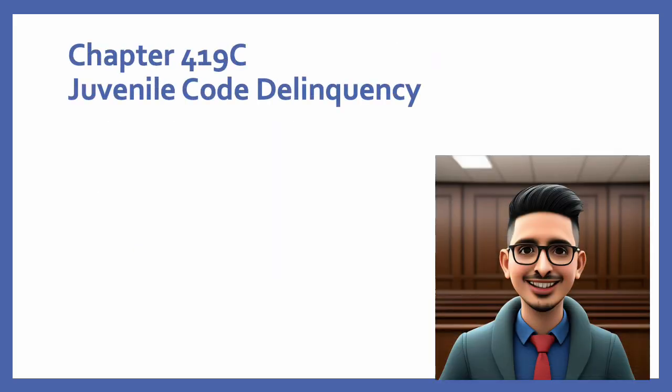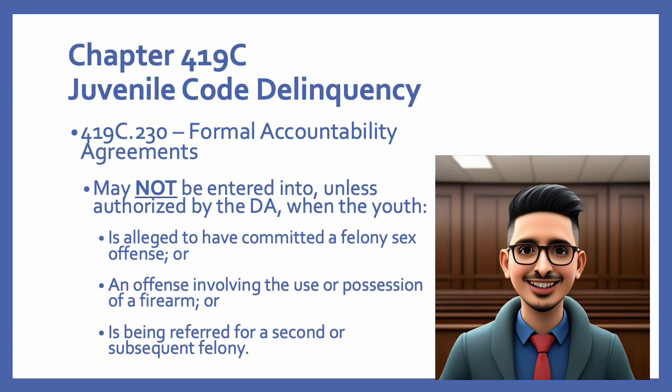Chapter 419C, Juvenile Code Delinquency continued. Formal accountability agreements continued. A juvenile department may not enter into a formal accountability agreement unless authorized by the district attorney's office when the youth is 1. Alleged to have committed a felony sex offense or an offense involving the use or possession of a firearm, or is being referred for a second or subsequent felony. So these are the times when may does not apply. These are shall. The juvenile department must consult with their district attorney's office if any of these three things are involved in the offense or referral.